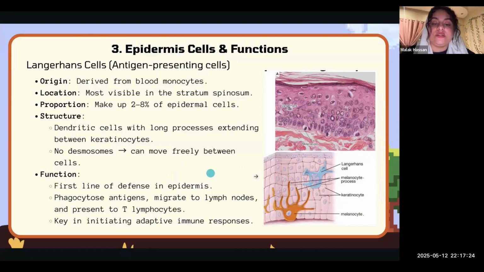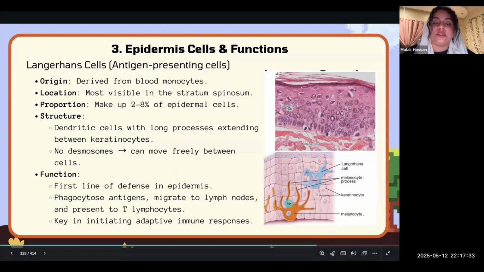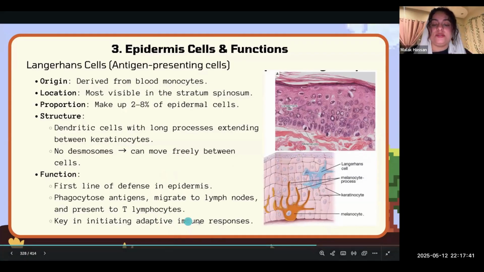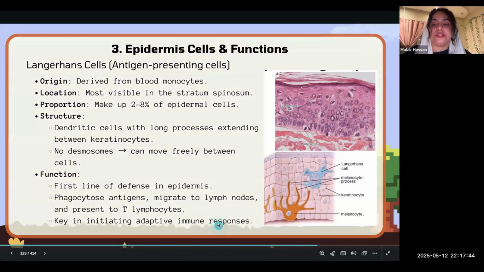But what is their function? They are the first line of defense in the epidermis, right? Which means that they phagocytose antigens, they migrate to lymph nodes, and they present to T lymphocytes. They're APCs, antigen presenting cells, and they have a key role in initiating adaptive immune responses.